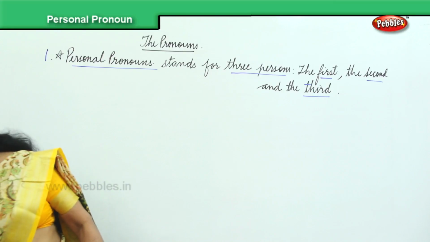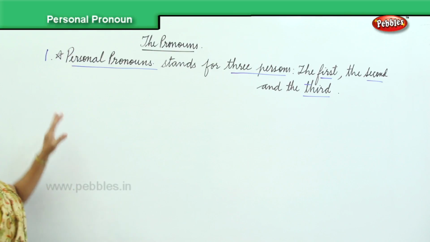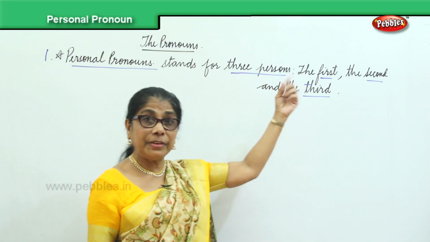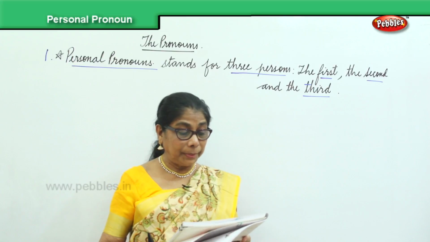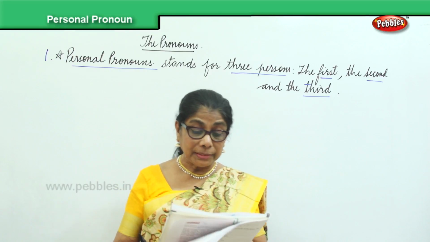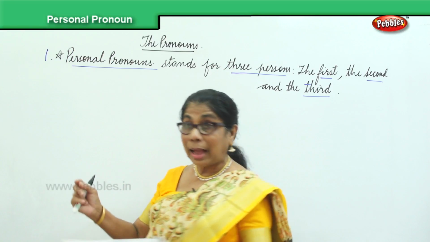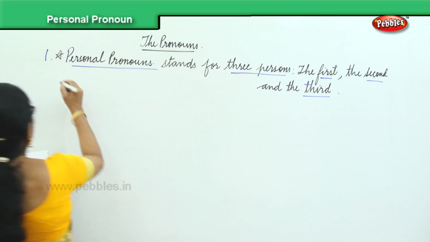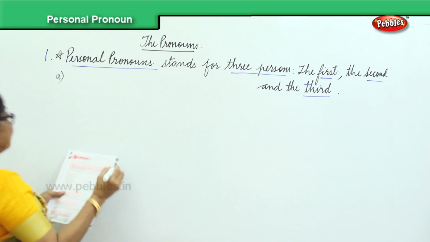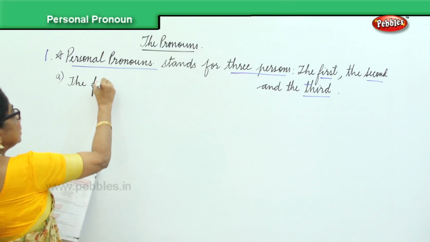So, personal pronouns. Pronouns have 9 separate divisions, and we are doing the first of its kind. Personal pronouns stand for 3 persons: first person, second person, and third person. So we are doing the first person. The first person pronoun refers to the person or persons speaking.